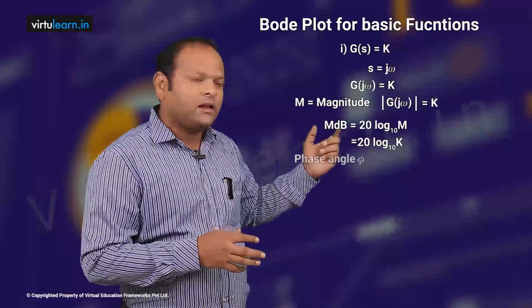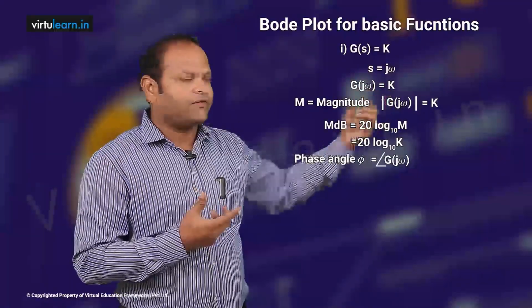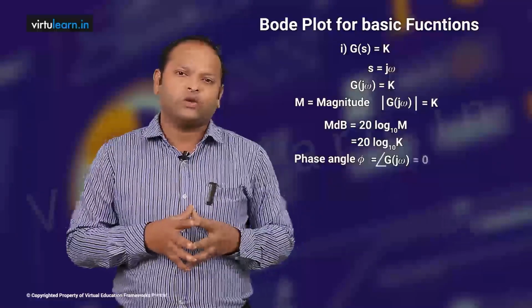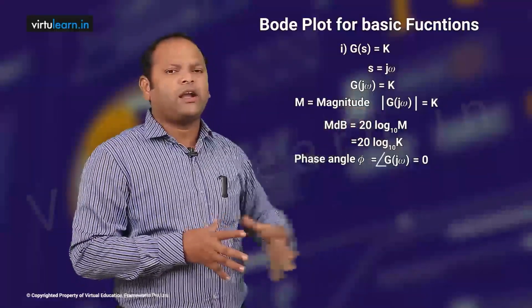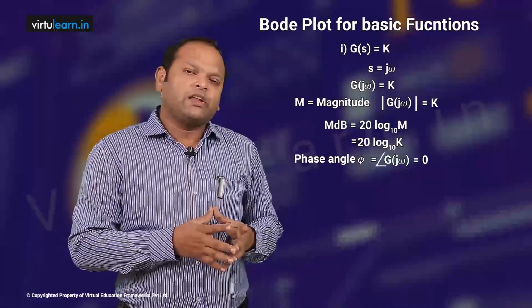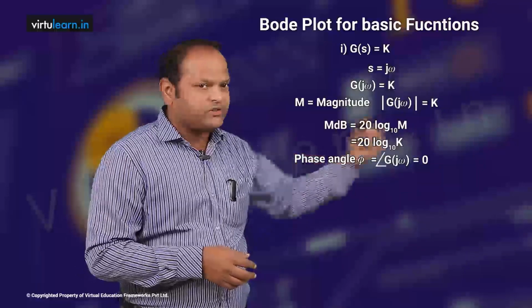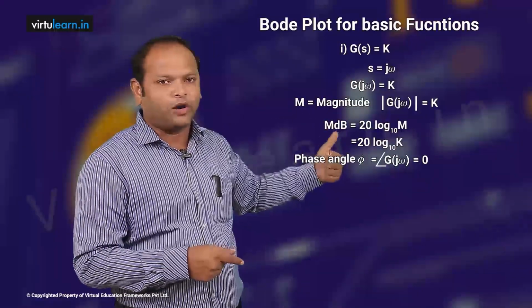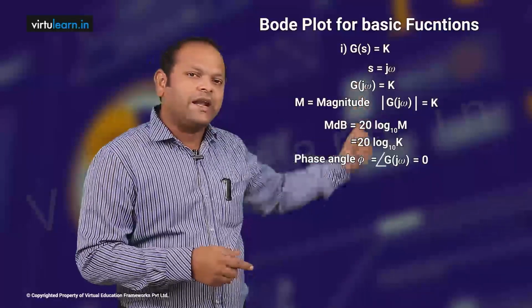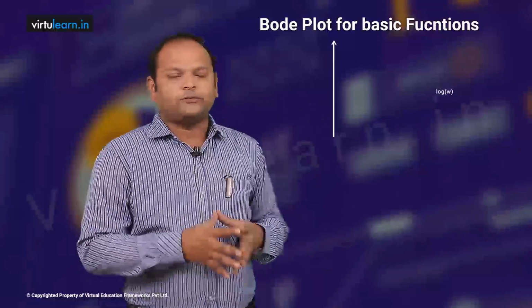What is the phase angle? G(s) is K alone, K is a constant. Then what will be the phase angle? It is going to be 0. So both the phase angle as well as the magnitude are independent of frequency. In frequency response, the variable is omega. When omega is varying, what will be the magnitude in dB, and what will be the phase angle? That is going to be the Bode plot. But in this case, both are independent of frequency. Then what will be the graph?